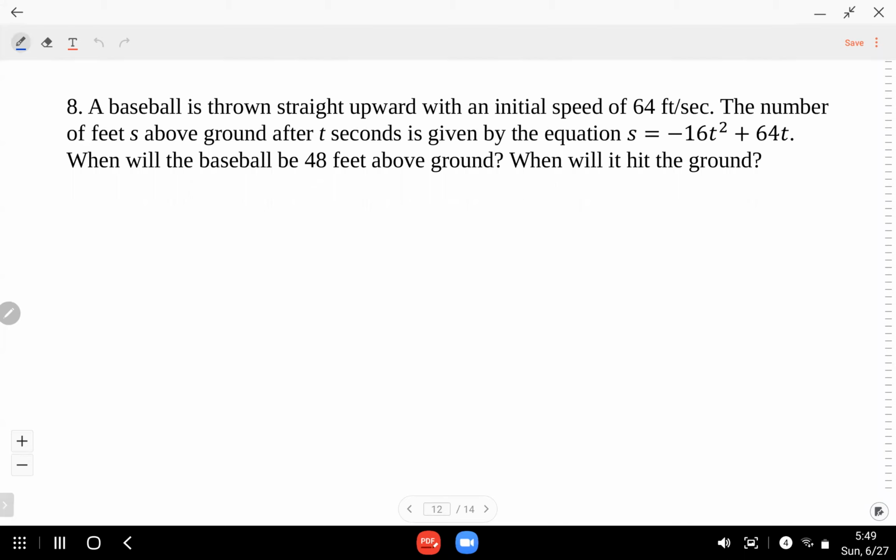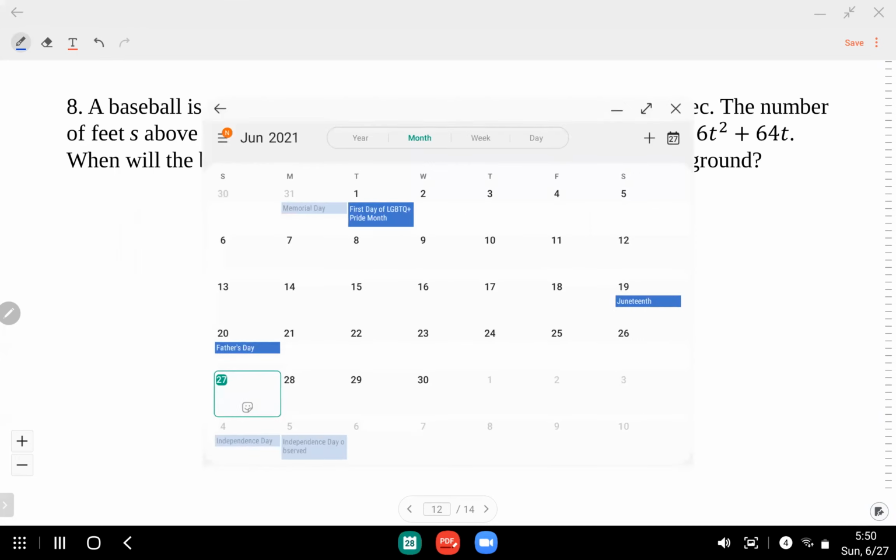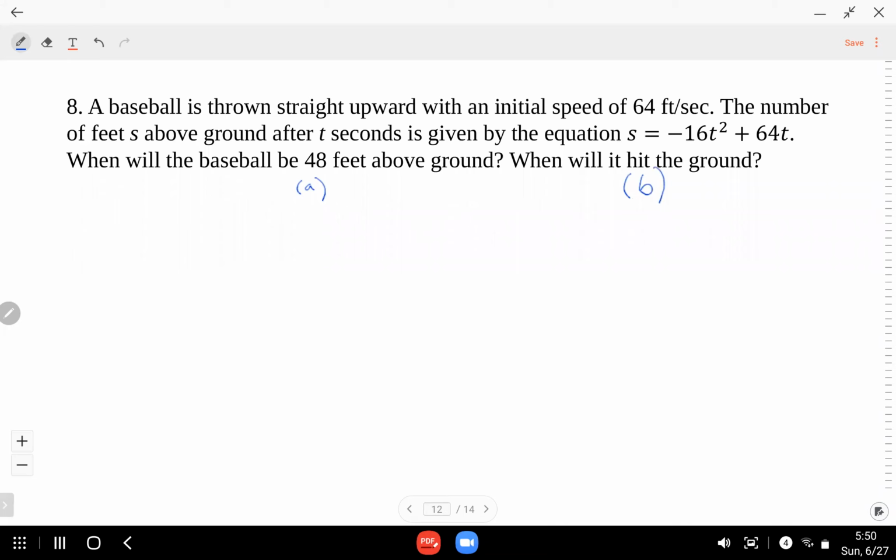Number 8. A baseball is thrown straight upward with an initial speed of 64 feet per second. The number of feet s above ground after t seconds is given by the equation s equals negative 16t squared plus 64t. So when will the baseball be 48 feet above ground? When will it hit the ground? Okay, two questions. This is A, this is B. So solve both of them. You can give me A first or B first, doesn't matter. All right, so please do this.